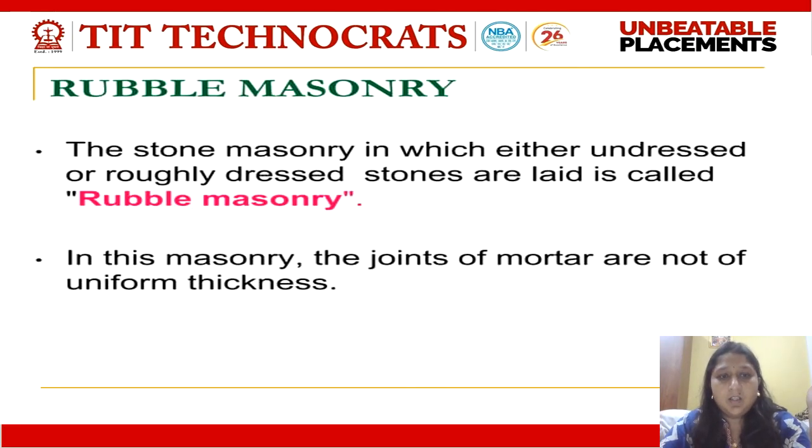Rubble masonry. The stone masonry in which either undressed or roughly dressed stones are laid is called rubble masonry. That means the type of masonry in which dressing of stones is not done. The stones are used in the original form in which we have taken them, as if I have taken them from the quarry, I will use them in their original shape and size. If it is done so, it is called rubble masonry.